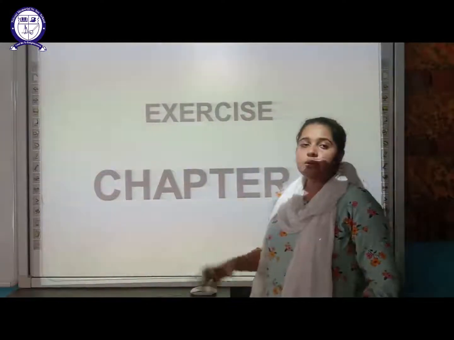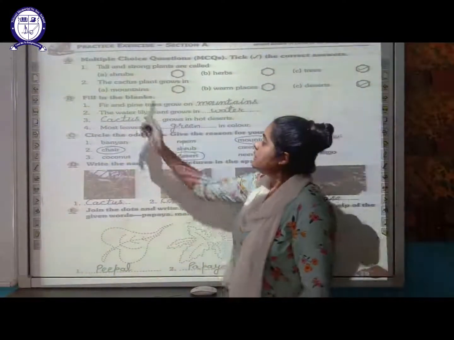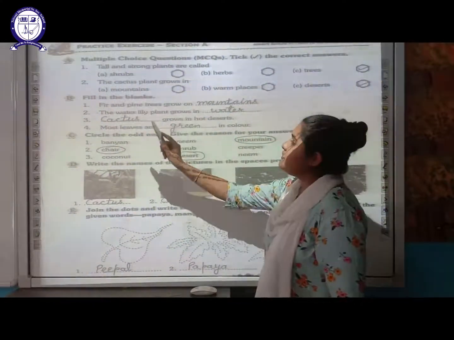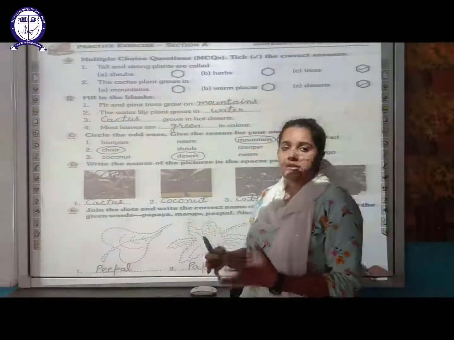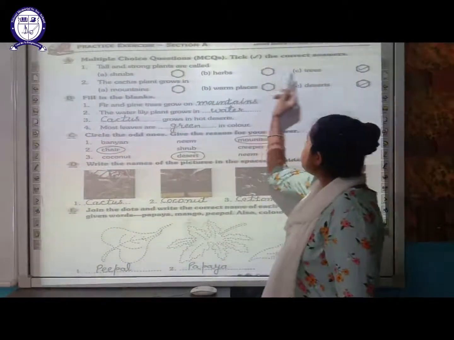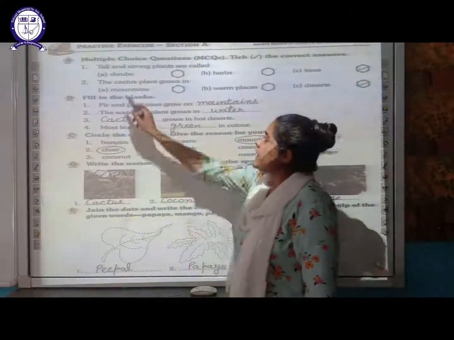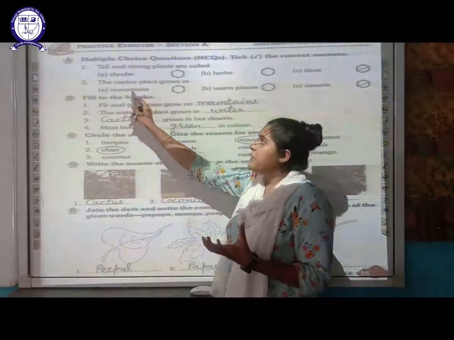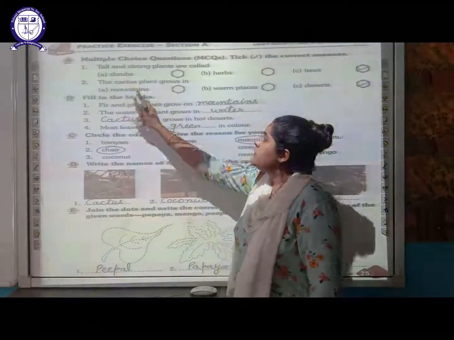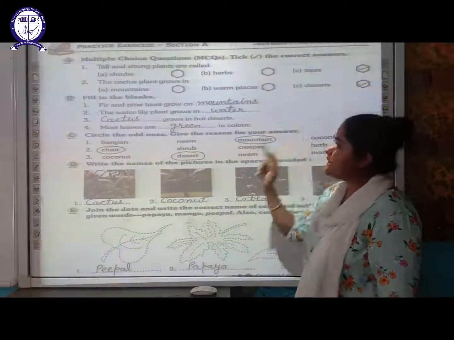Next, we are going to discuss the exercise part. The first question is a multiple choice question. Tall and strong plants are called dash: shrub, herb or trees. The tall plants, as I've discussed, are called trees. Next, the cactus plant grows in: mountain, warm place or desert. Cactus grows in desert areas.